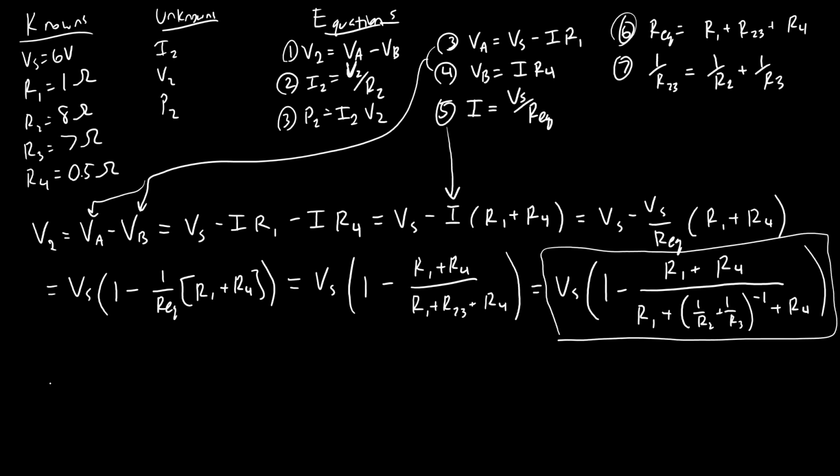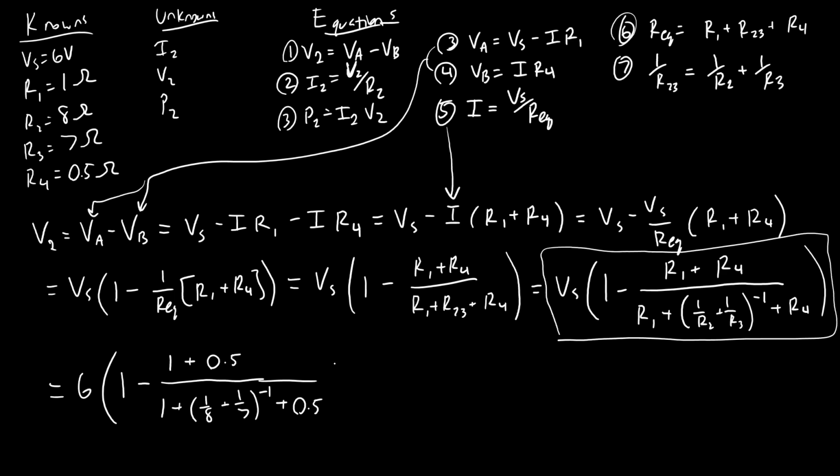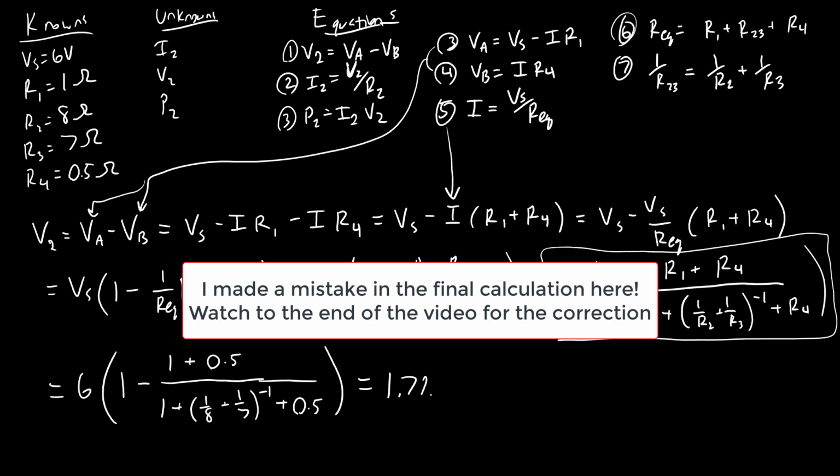So we can go ahead and substitute all the numbers in for that. That's going to be 6 times 1 minus R1 is 1 ohm, plus R4 is, that was listed as 500 milliohms, which remember is half an ohm, all over R1, which is 1 ohm, plus 1 over R2, so that's 1 over 8, plus 1 over R3, 1 over 7, that to the minus 1, plus R4 again, which is 0.5. All of that, let's plug that into the calculator and see what we get for V2. And after plugging all of that in, I get an answer with a little bit of rounding of 1.72 volts for V2.